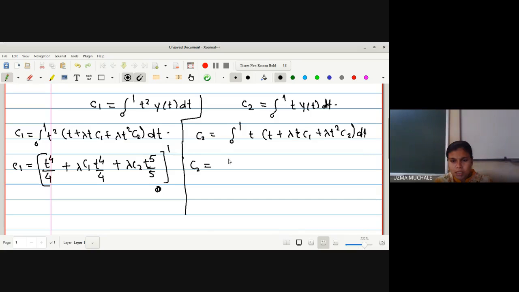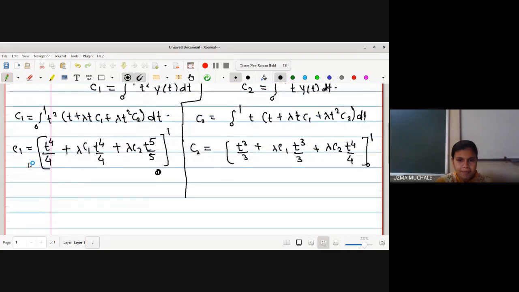What will be the integration of t square is t raised to 3 upon 3 plus lambda C1 outside, integration of t square is t cube upon 3 plus lambda C2 outside, integration of t cube is t raised to 4 upon 4 within the limit 0 to 1.